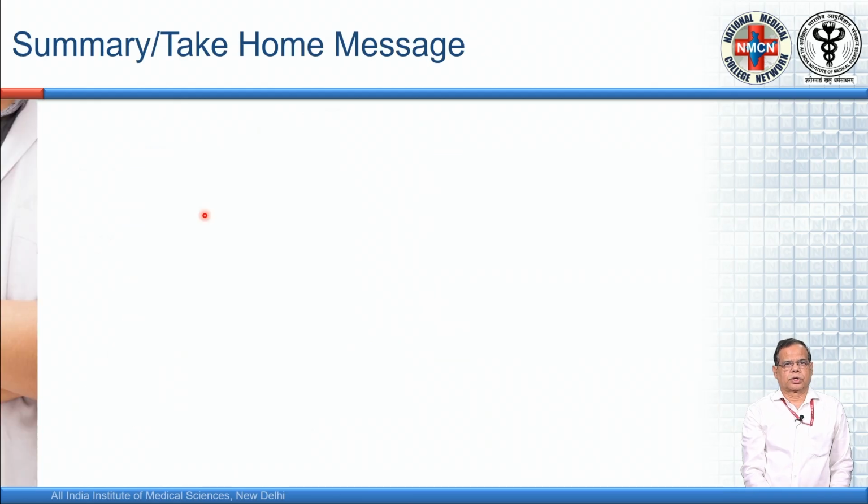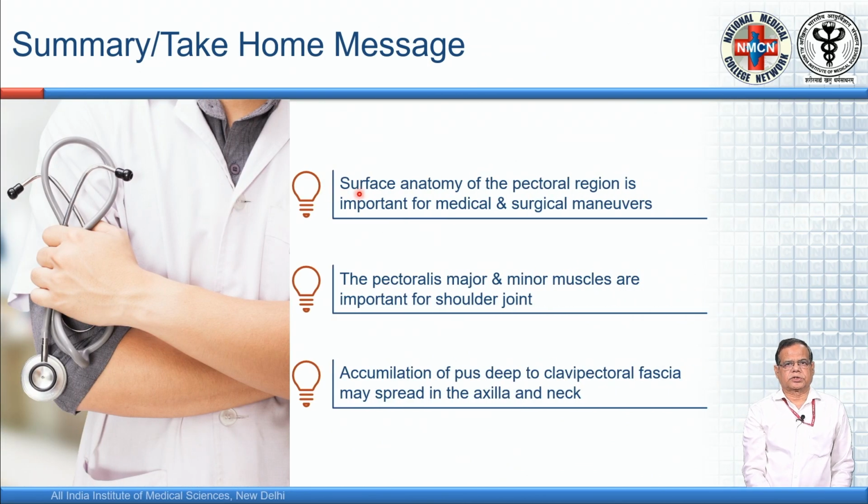So, take home message: surface anatomy of the pectoral region is important for medical and surgical maneuvers. The pectoralis major and minor muscles are important for the shoulder joint. Accumulation of pus deep to the clavipectoral fascia may spread in the axilla and neck.